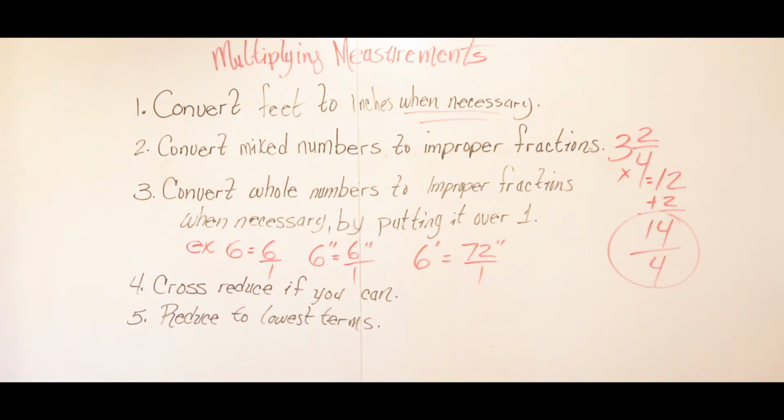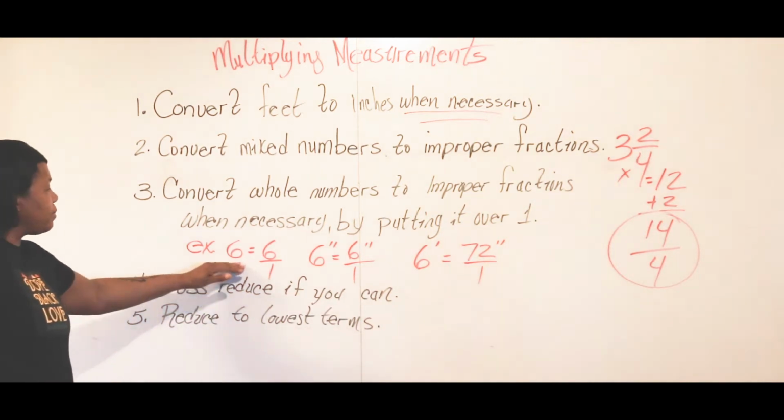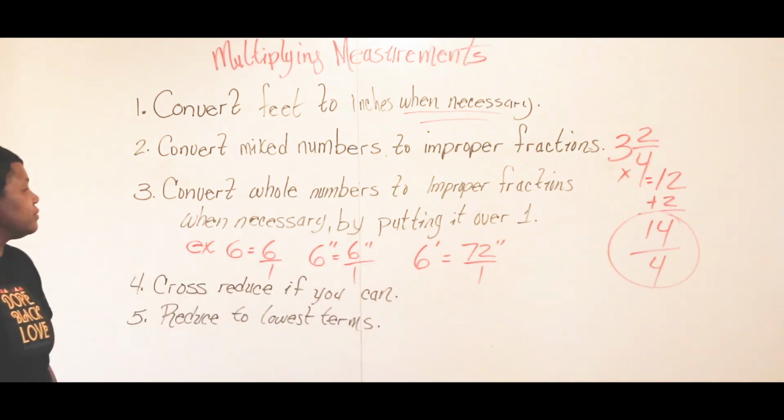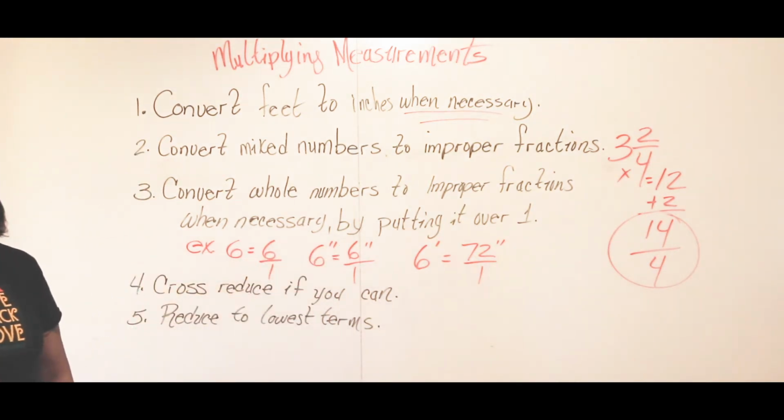Step 3, convert whole numbers to improper fractions when necessary. You'll hear me tell you when it's necessary. And you do that by putting it over 1, and I gave you some examples. 6 is just 6. To turn it into an improper fraction, I put it over 1. We got 6 inches standing alone. To take that and turn it into an improper fraction, we put it over 1.